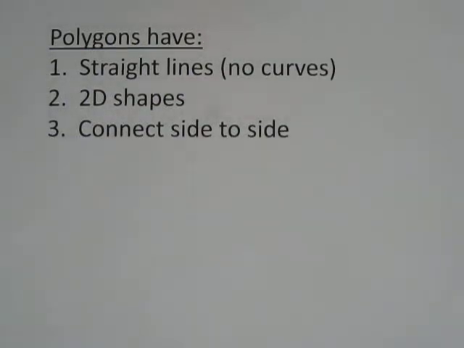When we're going to classify shapes, the first thing we think about is: is the shape a polygon? Now, most traditional shapes that we think of are polygons. However, some are not. These are some of the main criteria. They have to be a polygon. They have to have straight lines.